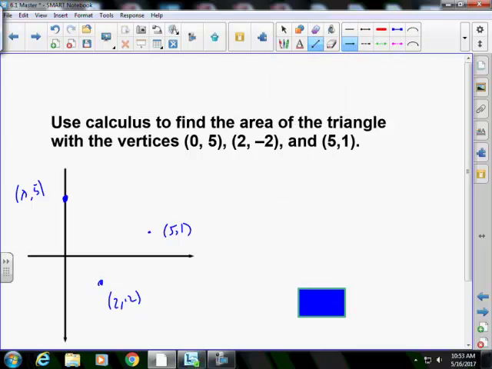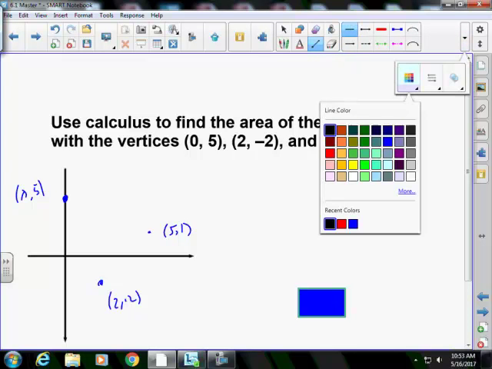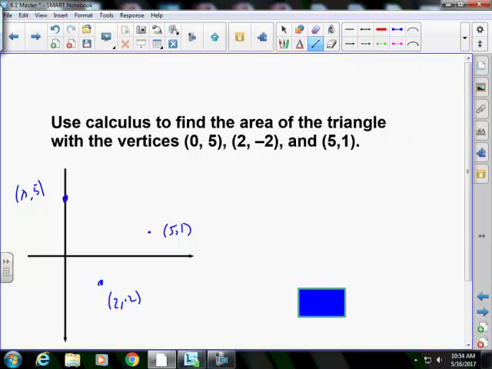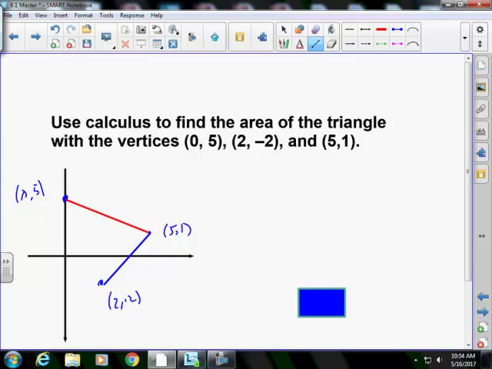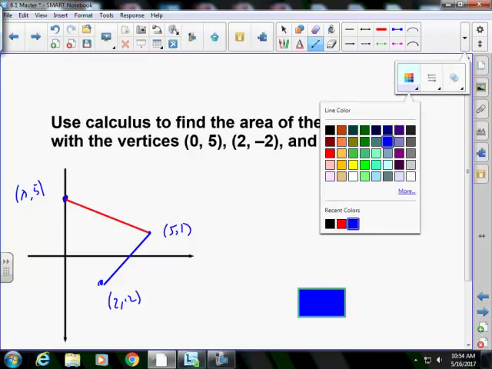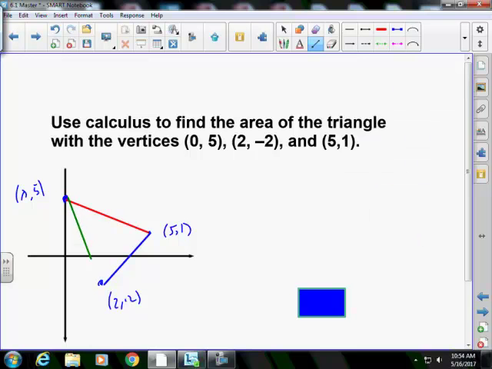And each one of these is connecting a line of some sort. So let's do that real quick. I'll have a red line from here to here. I will have a blue line from here to here. And we'll pick another color. Let's pick green from here to here.